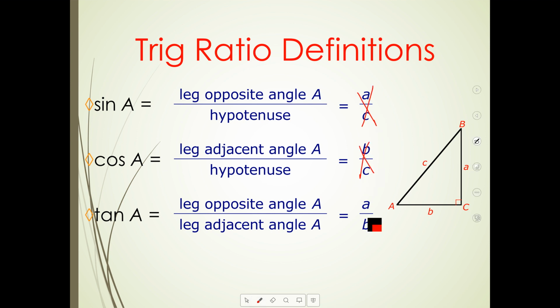These are not that important, because if the triangle changes, if instead of triangle ABC, it's triangle XYZ, those will be invalid. What's important is the idea that if we're dealing with angle A, then the sine of angle A is defined as the side opposite over the hypotenuse. From angle A, the opposite side must be A. The hypotenuse is always C.